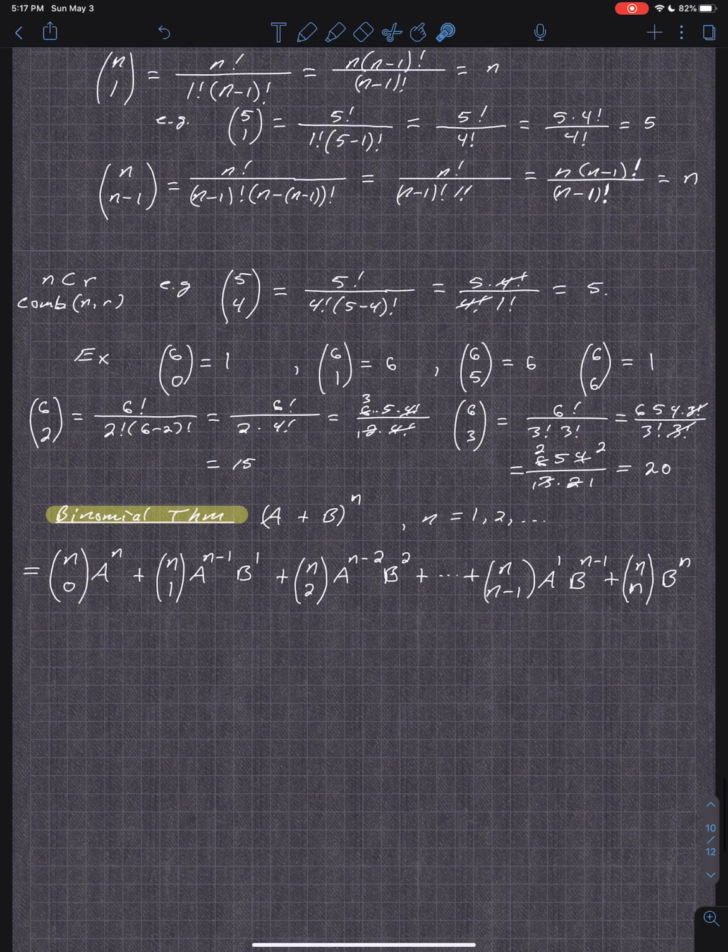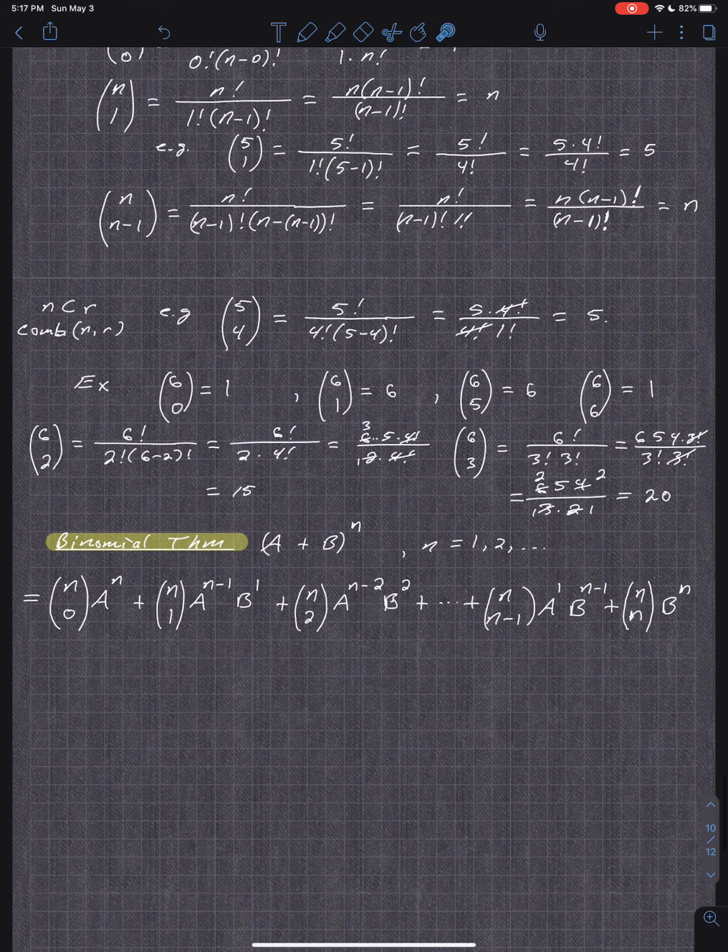Okay, so I had a number of examples for the special cases down here. 6 choose 0 has got to be 1. 6 choose 1 is 6. 6 choose 5 has to be 6. And 6 choose 6 has to be 1. Those are your outside coefficients. All right.